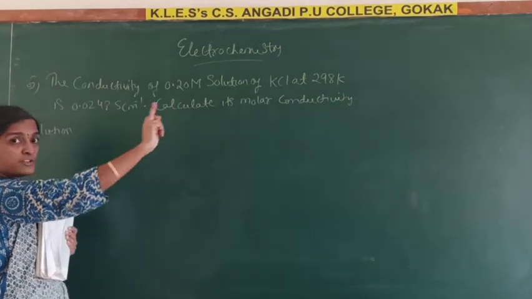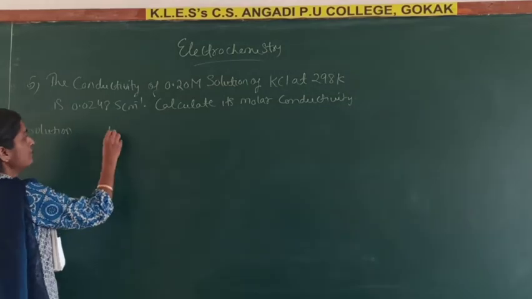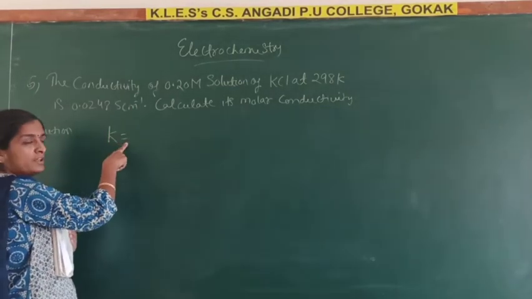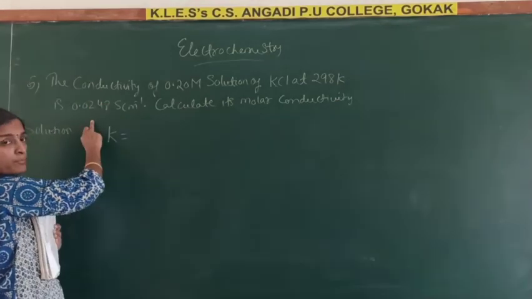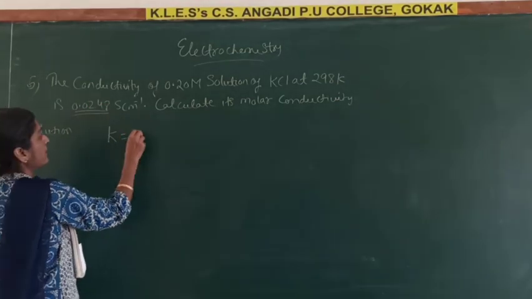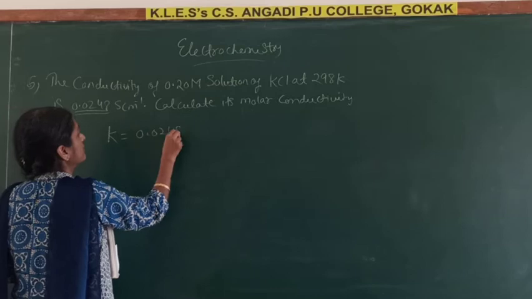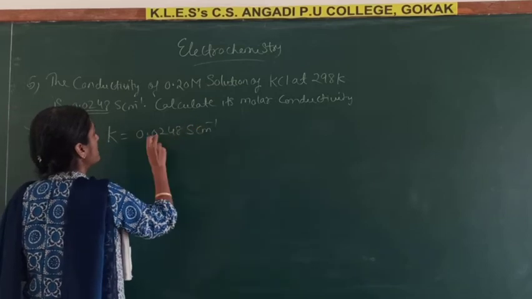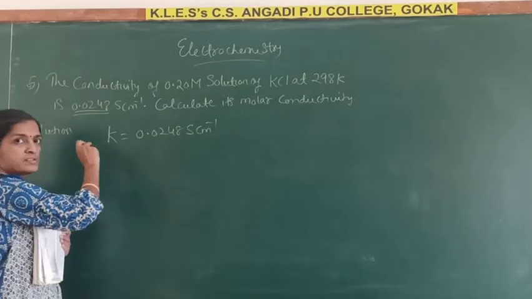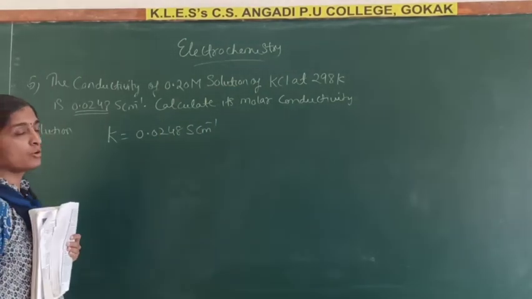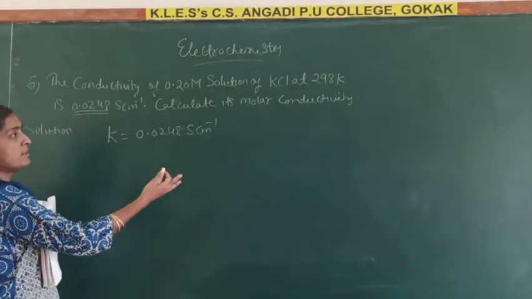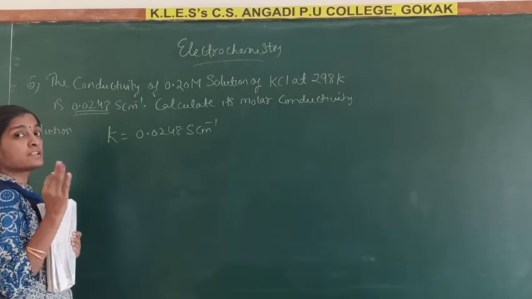So you will write first what is the given data. Conductivity is represented by the symbol kappa. Okay, so how much is the kappa? Read the question properly. It is 0.0248 Siemens per centimeter. So that is conductivity. Molar conductivity you have to calculate. Molar conductivity, what is the formula? What is the symbol? First of all, it is lambda m.